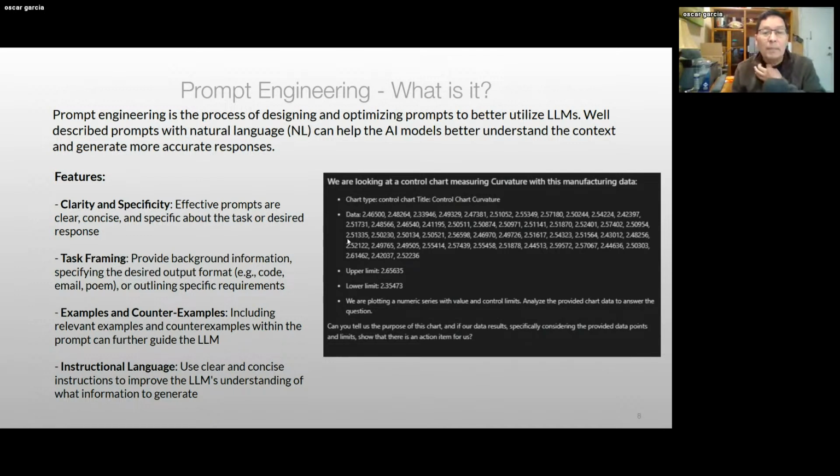To enhance it even better, you can provide examples of what you're not looking for, or what you're looking for. It really depends on what you're trying to do. So you have to be very clear and concise, and give it very good detailed instructions on what you're asking for, what you're looking for. As an example that you see here, we are looking at a control chart measuring curvature with this manufacturing data. And we're saying this is the chart type, this is the chart title, this is some data points, this is the data series we're using, upper limits, lower limits.